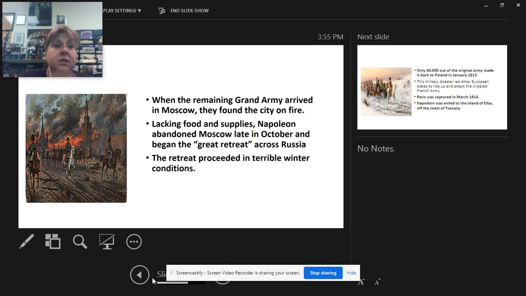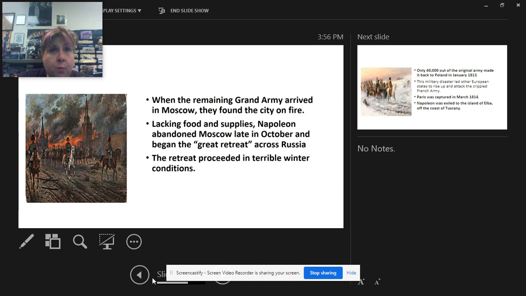And Napoleon's just sitting there going, what the heck? Are you crazy? The answer would be yes. So Napoleon and his army have no supplies, they have no food. So they have to abandon. And so they begin what's called the Great Retreat back across Russia, trying to get back into France. This retreat will proceed in terrible winter conditions.